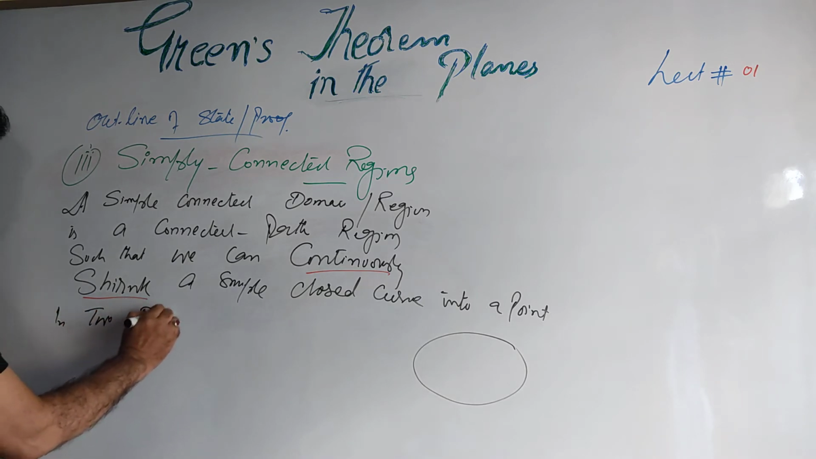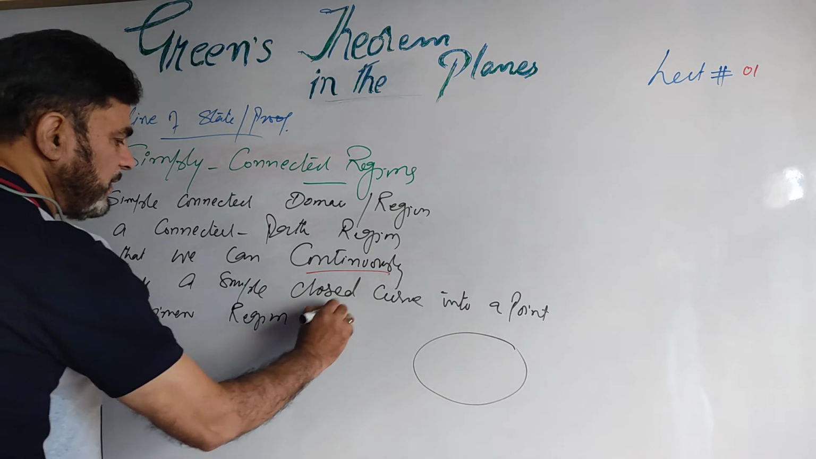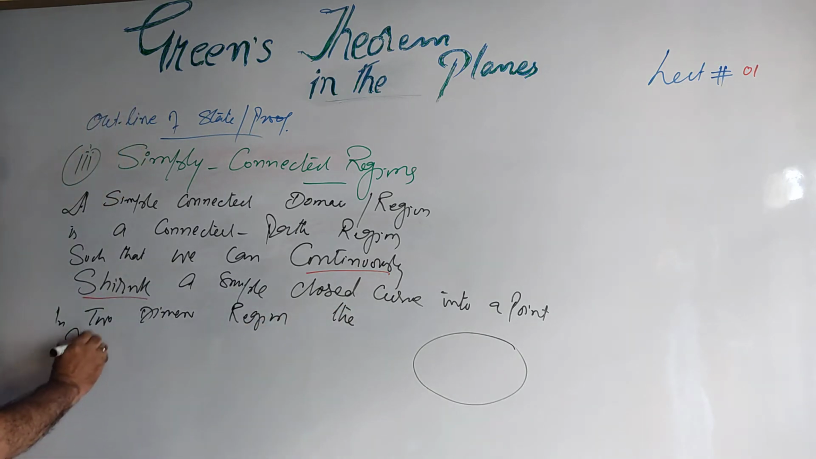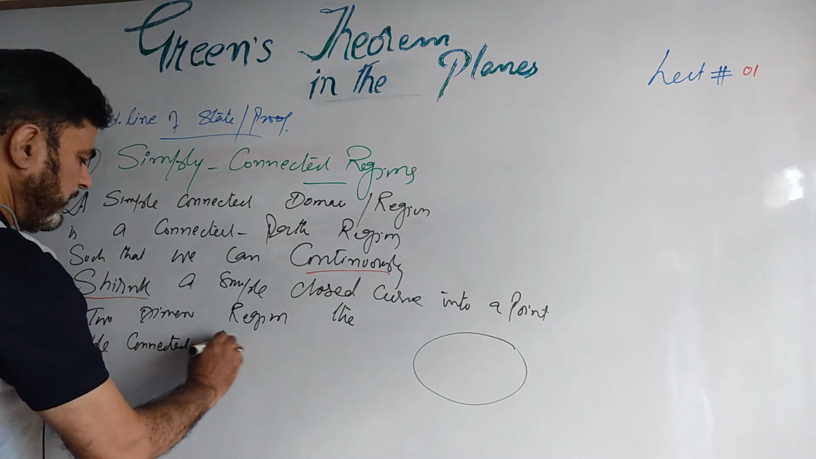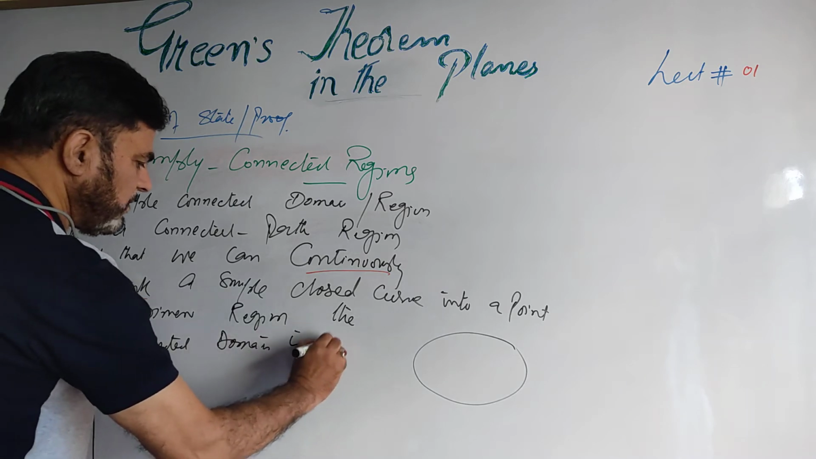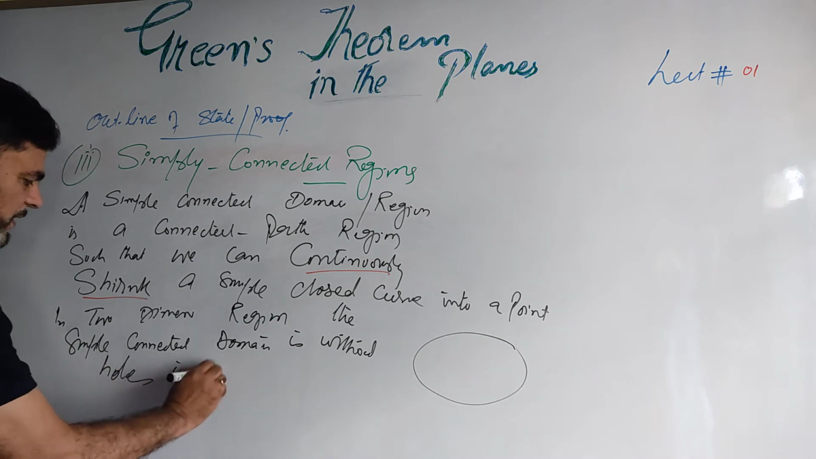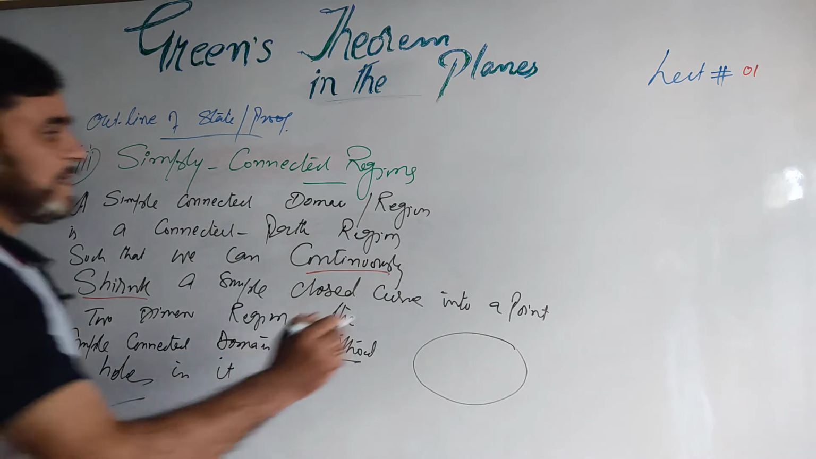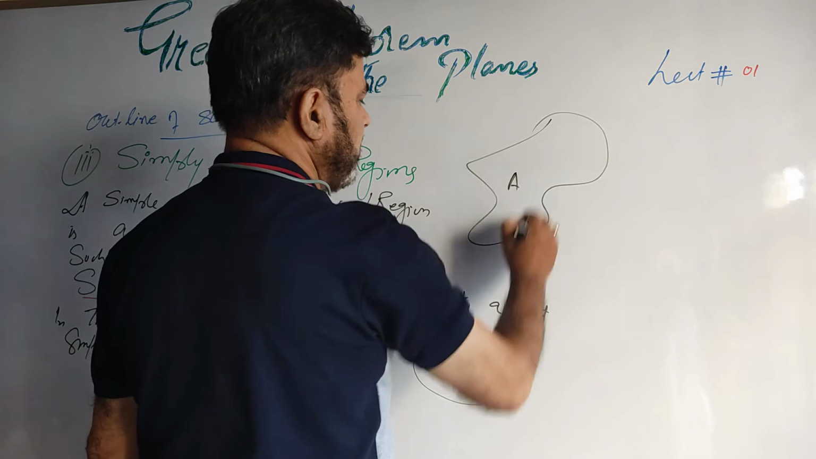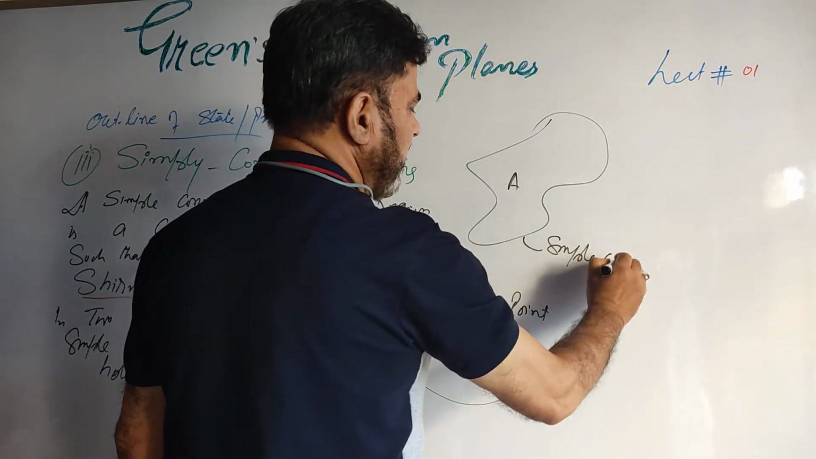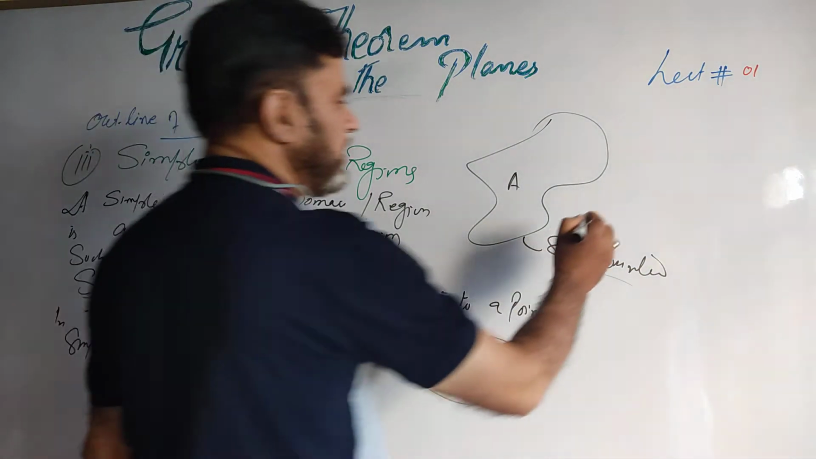Now, in a two-dimensional region or domain, a simply connected domain is one without holes in it. It is without holes. This means if you have a curve like this, this is curve A, it is simply connected, because we can reduce it into a point.